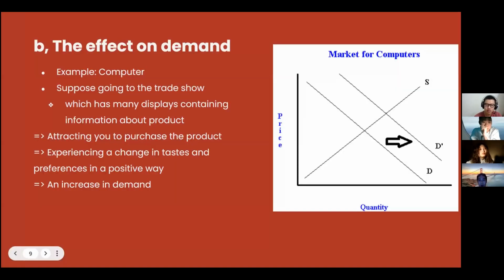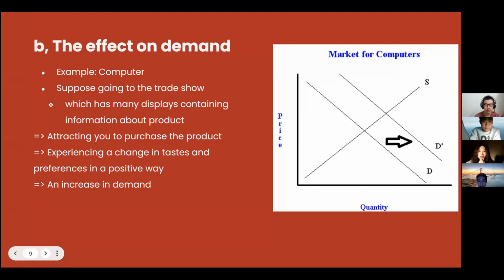Next, we will focus on the effect of advertising on the shifting of the demand curve. Imagine that there is a product that you are not familiar with, or that you do not have enough information about to justify purchasing it. For example, we can think of computers. So maybe you go to a computer store and start looking around, and at the store you will see many displays that contain information about the product.